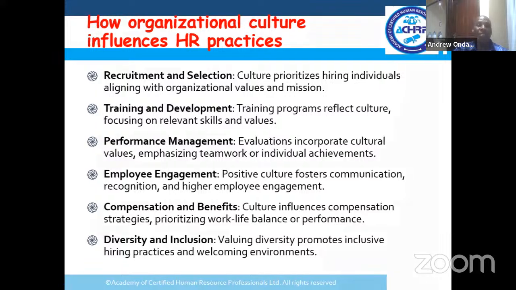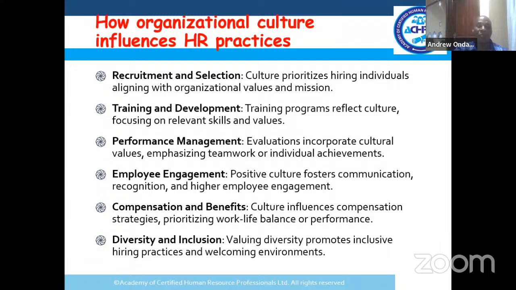The other element is diversity, which I've already talked about. Our culture should promote diversity and inclusion, where all people are brought on board, whether it is training, allowing employees to participate in recruitment, ensuring that there is equal opportunity employment. And when it comes to promotion, everybody should also be brought on board.